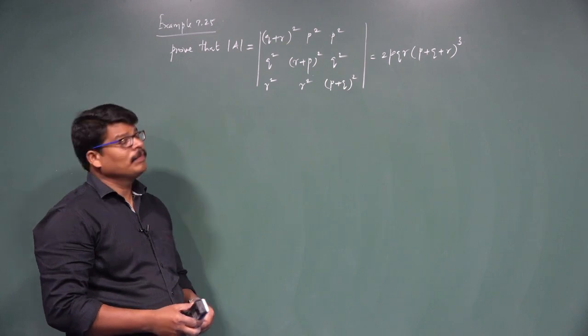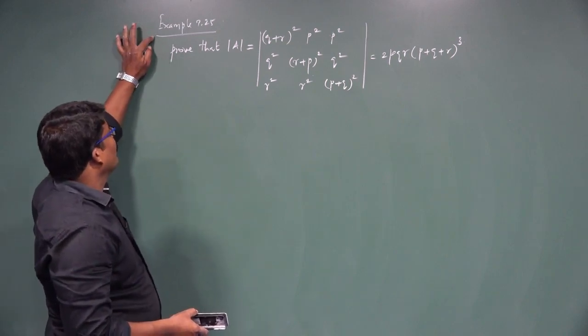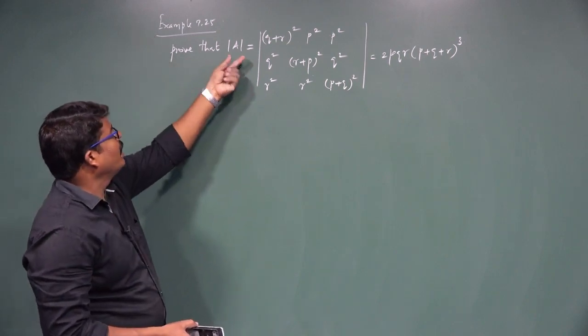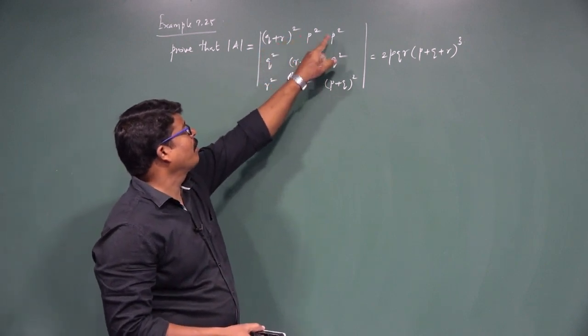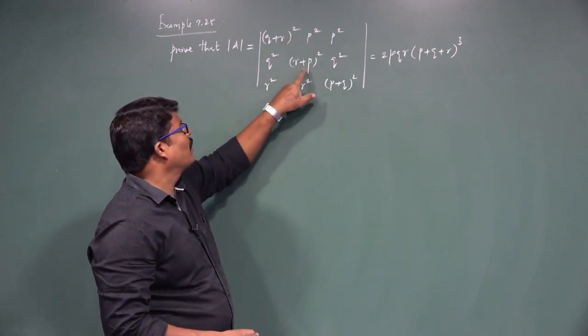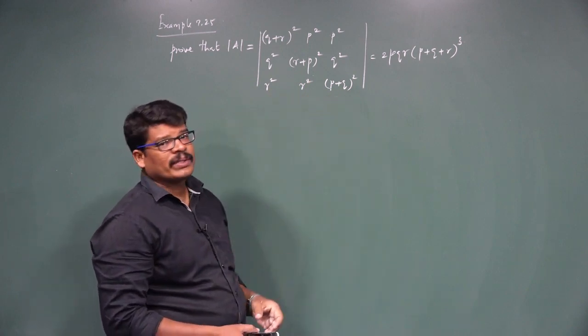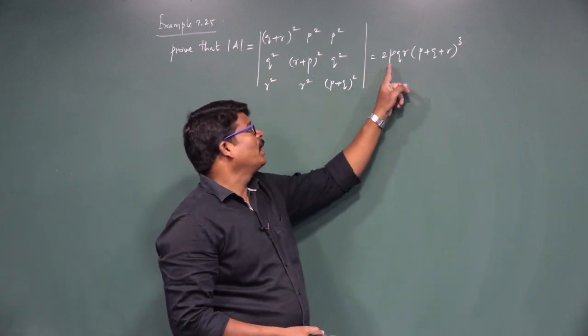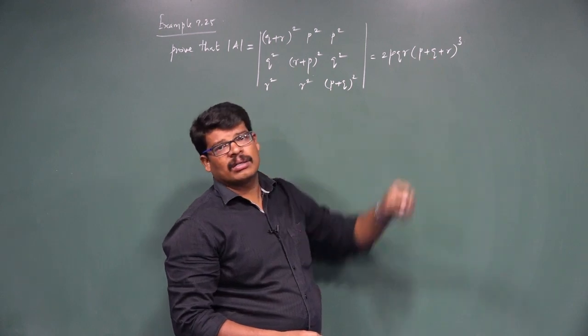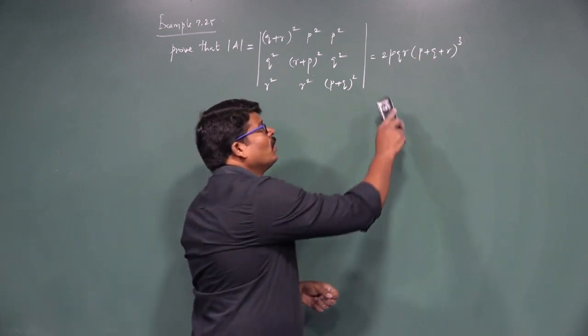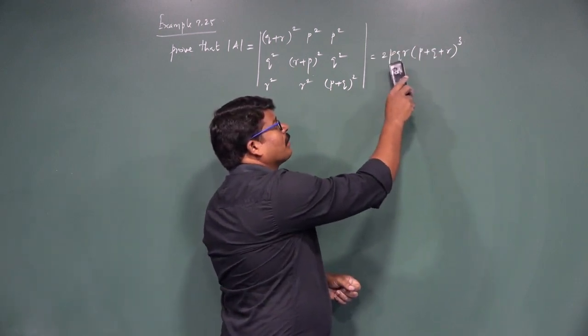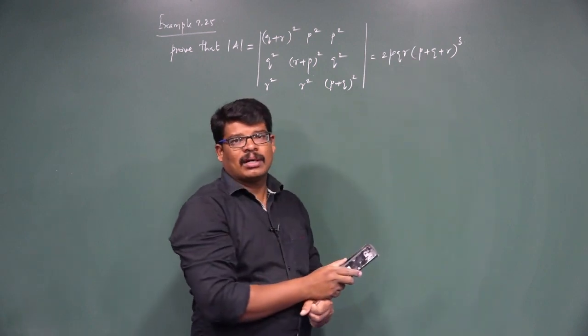Next example problem, Example 7.25. Prove that the determinant A, with rows (q plus r) whole square, p square, p square; q square, (r plus p) whole square, q square; r square, r square, (p plus q) whole square, equals 2 times pqr into (p plus q plus r) whole cube. You have to prove this value.